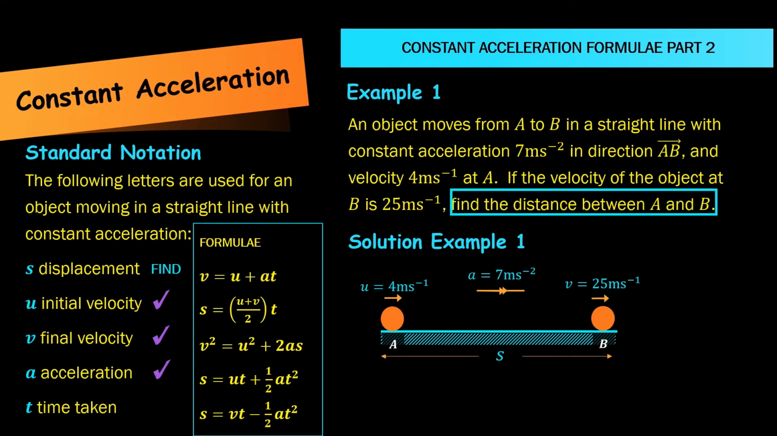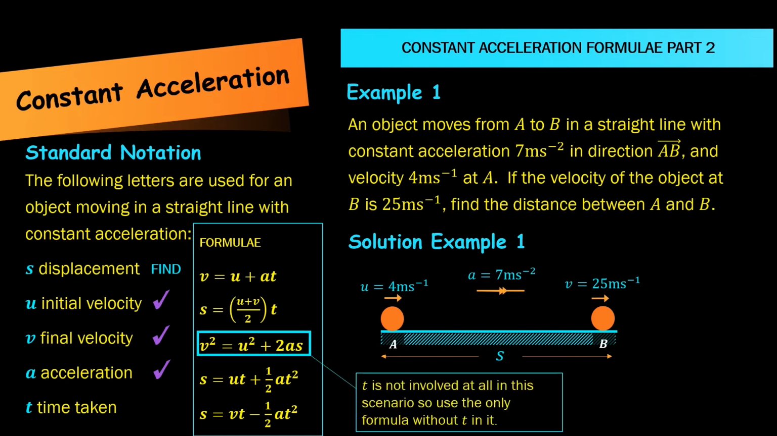We're required to find the distance between A and B, which is of course denoted by S. So we have U, we have V, we have A, and we're required to find S. The formula highlighted, in other words the third formula, V squared equals U squared plus 2AS, has all of these letters in it, and T is not involved at all in this scenario, so we only use this formula.